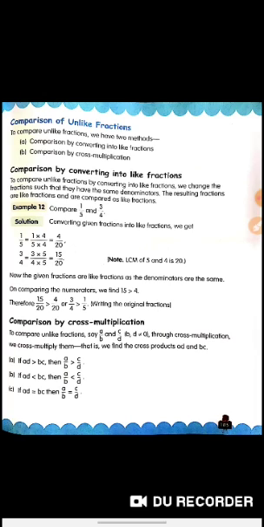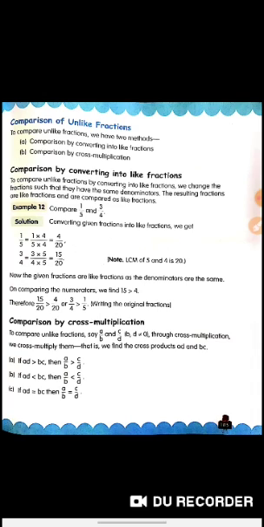And the second method is comparison by cross multiplication. In this, we cross multiply the first unlike fraction with the second unlike fraction. Cross multiplication means that we multiply the numerator of the first fraction by the denominator of the second fraction, and then the numerator of the second fraction by the denominator of the first fraction. So let's see how we can do this.